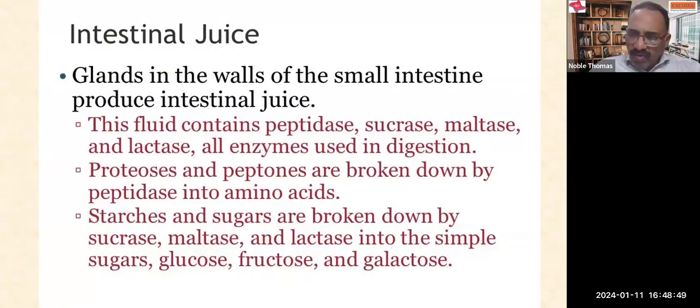And then the food moves forward into the intestinal area, where the intestinal juice is produced. Intestinal juice contains many chemicals for digestion of almost all the components, like peptidase, sucrase, maltase, lactase. All these chemicals are produced in the intestinal wall, and they complete the digestion in the small intestine. Okay, so digestion starts in the mouth and buccal cavity, and then ends in the small intestine.